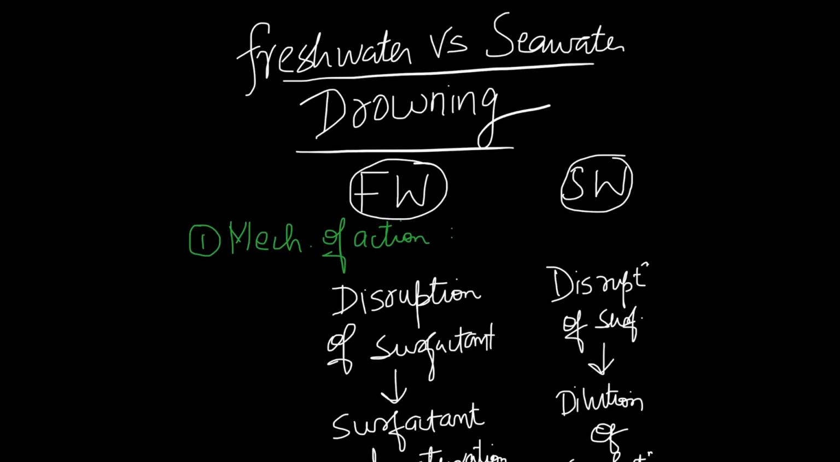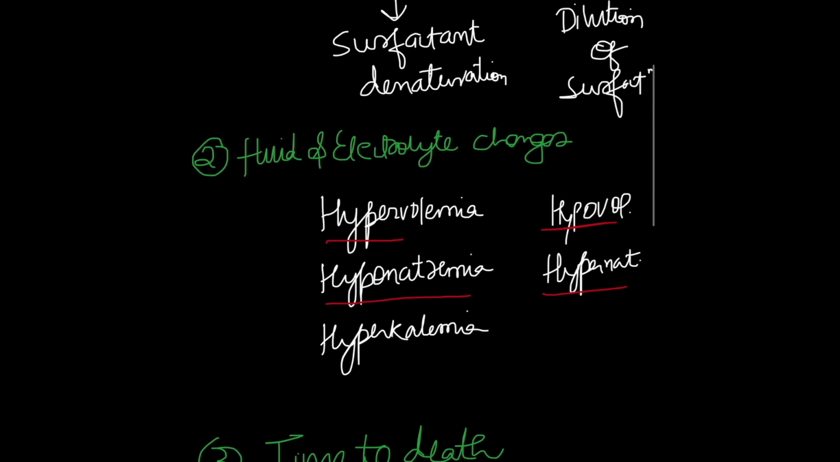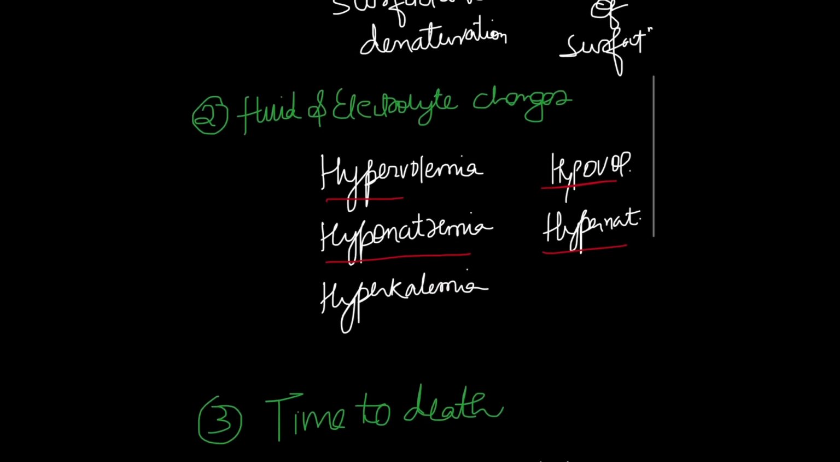So in freshwater there is disruption of the surfactant which leads to surfactant denaturation, while in seawater it is disruption of the surfactant which leads to dilution of the surfactant. Now what is the surfactant? It is the fluid lining of the alveoli in the lungs which protects the lung from collapsing. Now coming to the second point, which is fluid and electrolyte changes.